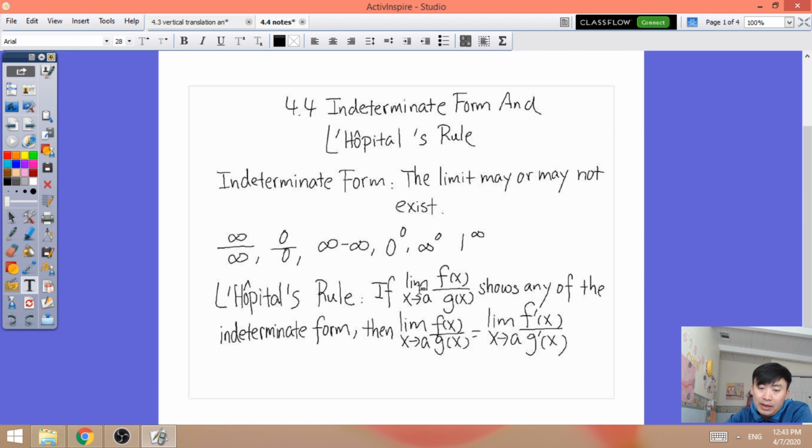So L'Hopital's rule: if the limit of f of x over g of x as x approaches a shows any of the indeterminate forms, then the limit of f of x over g of x as x approaches a is the same as the limit as x approaches a of f prime of x over g prime of x. Basically, anytime you see the indeterminate form with this structure, you can take the derivative separately, top and bottom, for f of x and g of x. Once you end up with a simplification of that derivative, you can use it to find the limit. We'll do some practice problems in just a minute.